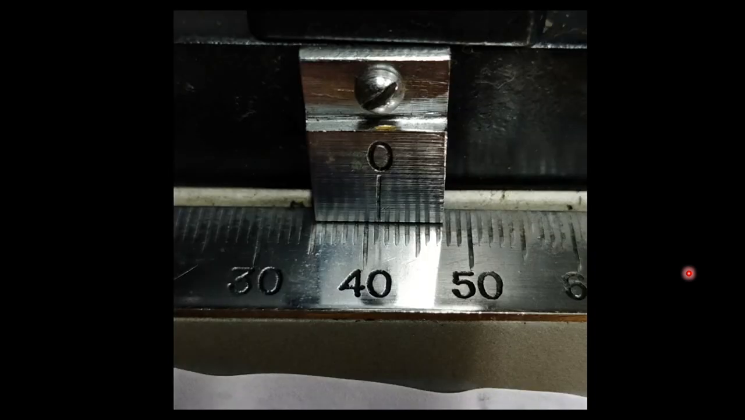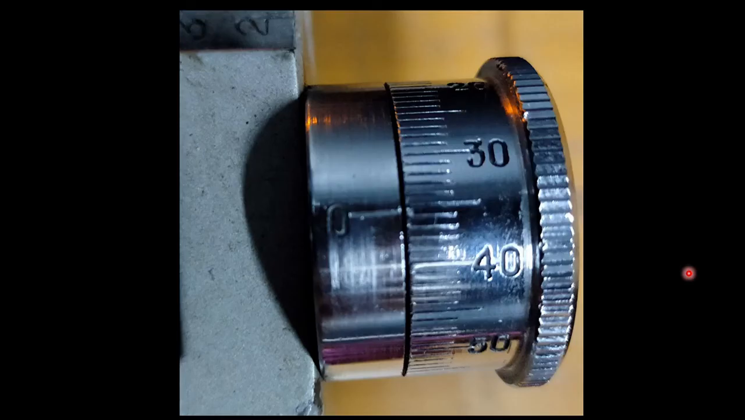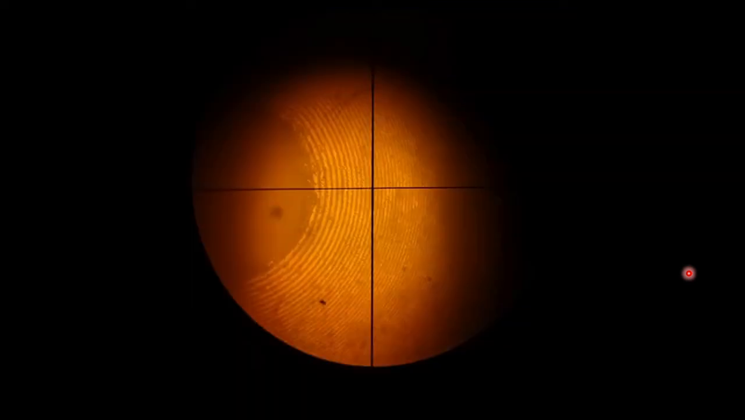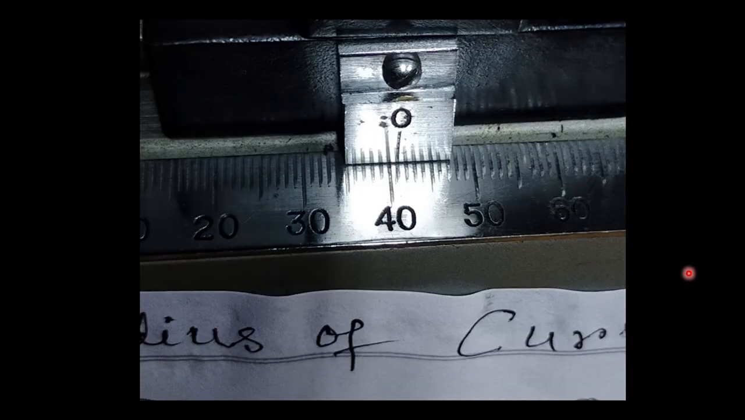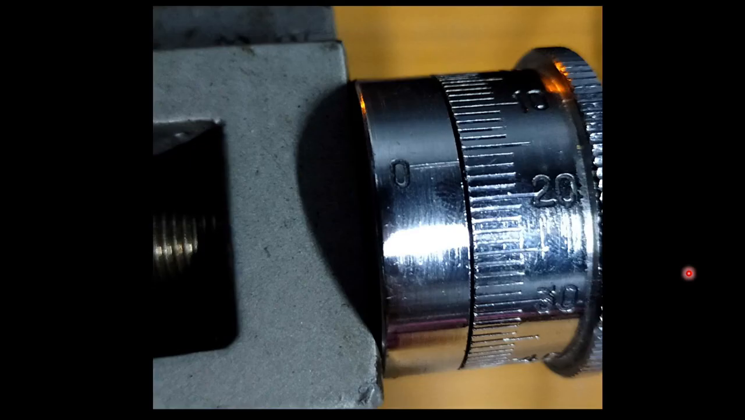Next we move on to the ninth ring, the extreme right of the ninth ring, and the readings for the ninth ring are 41 millimeter in the linear scale and 35 divisions on the circular scale. We keep on moving and move to the 12th ring's right and the reading is 41 in the linear scale and 16 on the circular scale.